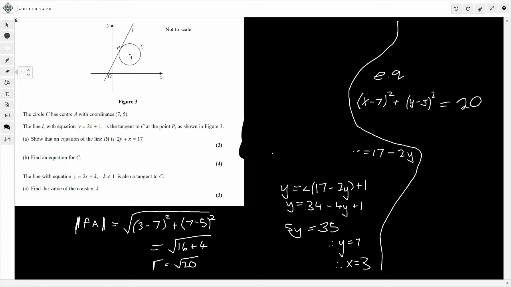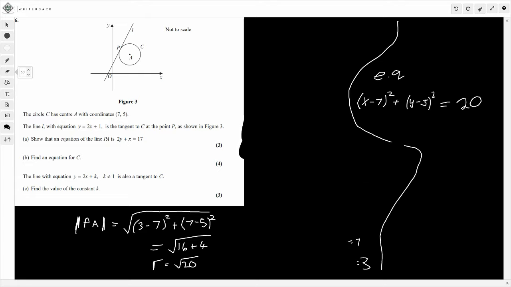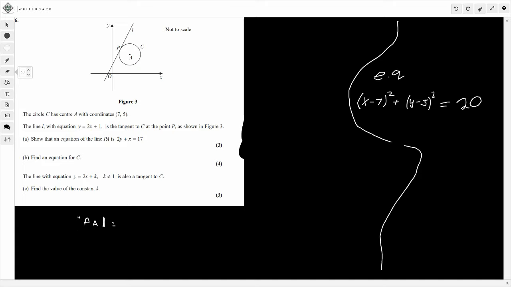So part C, it's actually pretty quick for 3 marks. What we need to consider here now is that we're told that the line with equation y equals 2x plus k, where k is not equal to 1, is a tangent to C. So let's think about what's going on graphically here. So this is the line y equals 2x plus 1, and we're told the line with equation y equals 2x plus k is also a tangent. So that means these lines are parallel, right? They share the same gradient.